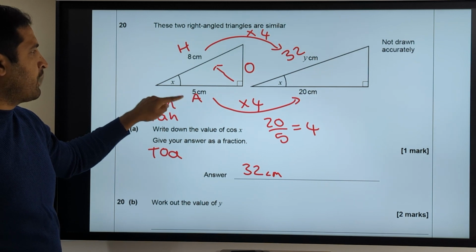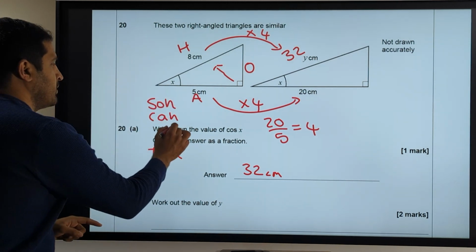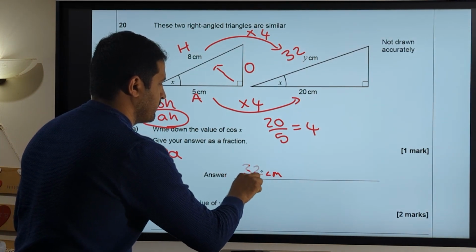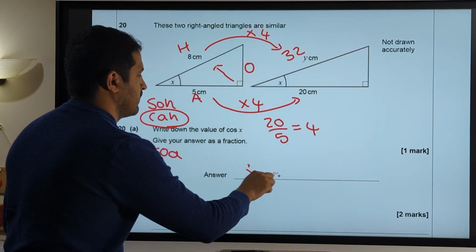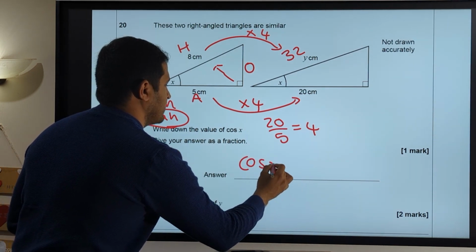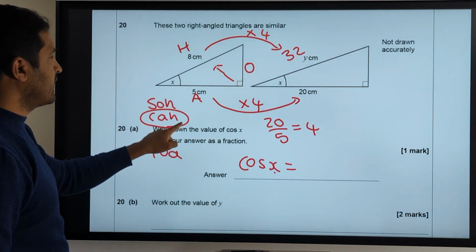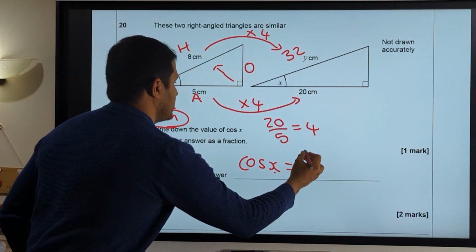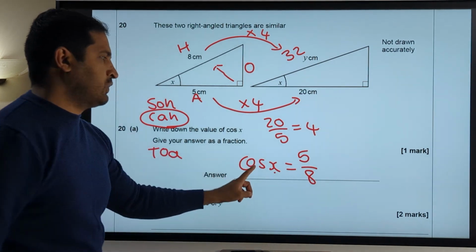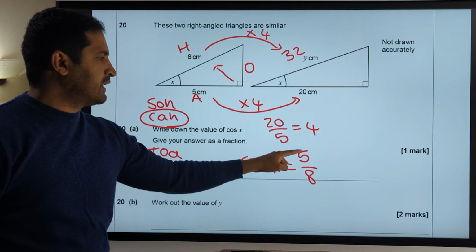So when you want to work out using A and H, we're going to be using this one, CAH. So cos theta, so cos x is equal to adjacent over hypotenuse. Adjacent is 5 and hypotenuse is 8. So that's your cos x. The value of cos x is 5 over 8.